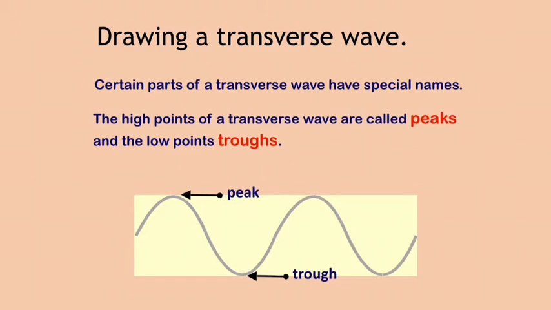Drawing a transverse wave. There are certain parts of transverse waves that have special names. Notice that the wave is equal. Okay? The high points of the transverse wave are called peaks, and the low points are called troughs. Peaks at the top, troughs at the bottom.